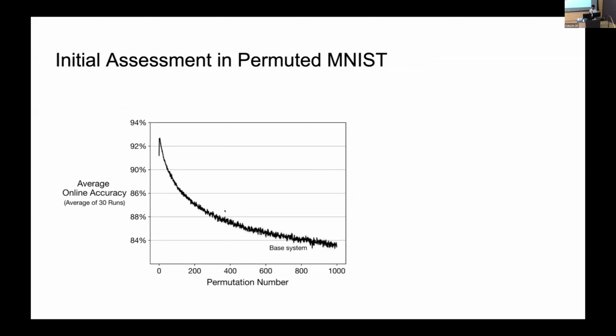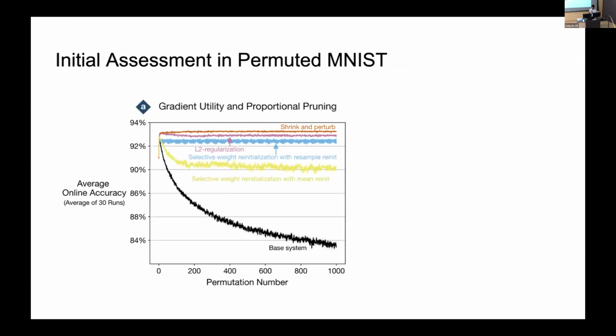So when you do an initial assessment, remember this is the base system that's just doing vanilla stochastic gradient descent. We know that L2 in this problem can be very effective, and similarly shrink and perturb is very effective. Shrink and perturb is L2 regularization plus addition of random noise at each step. Now there are 2 other lines. The yellow line is our algorithm when you're setting new weights to 0, and the blue line is the same algorithm, but you're randomly resetting the weights.